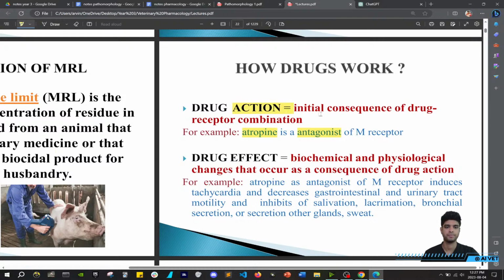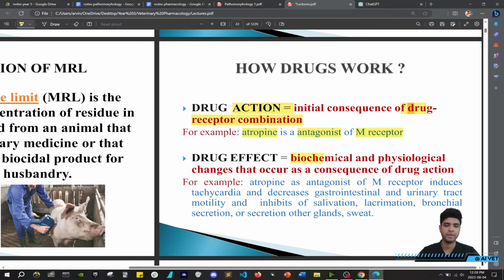Okay, M receptor. The entire thing can be called a drug-receptor combination. Drugs affect the biochemical and physiological changes that occur as a consequence of drug action. For example, atropine, an antagonist, causes tachycardia.